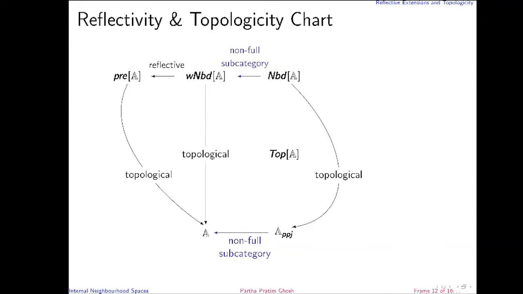And weak neighborhoods are reflective in pre-A. Now, this is the first digression that we have from the case of sets, which essentially tells us that studying topology in other contexts is not as fruitful as studying neighborhoods. Neighborhoods are the real picture of internal topologies in contexts other than sets.